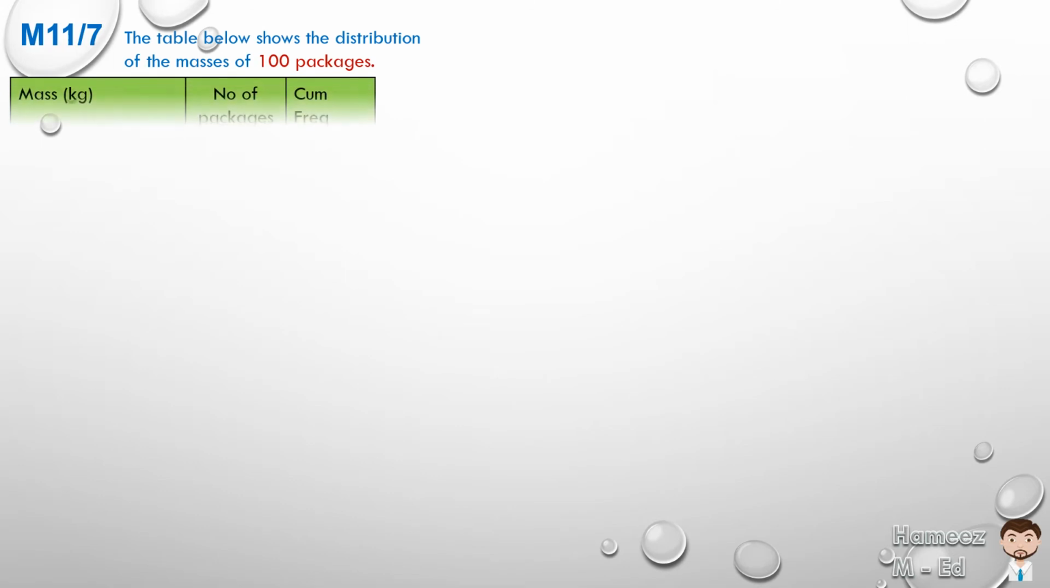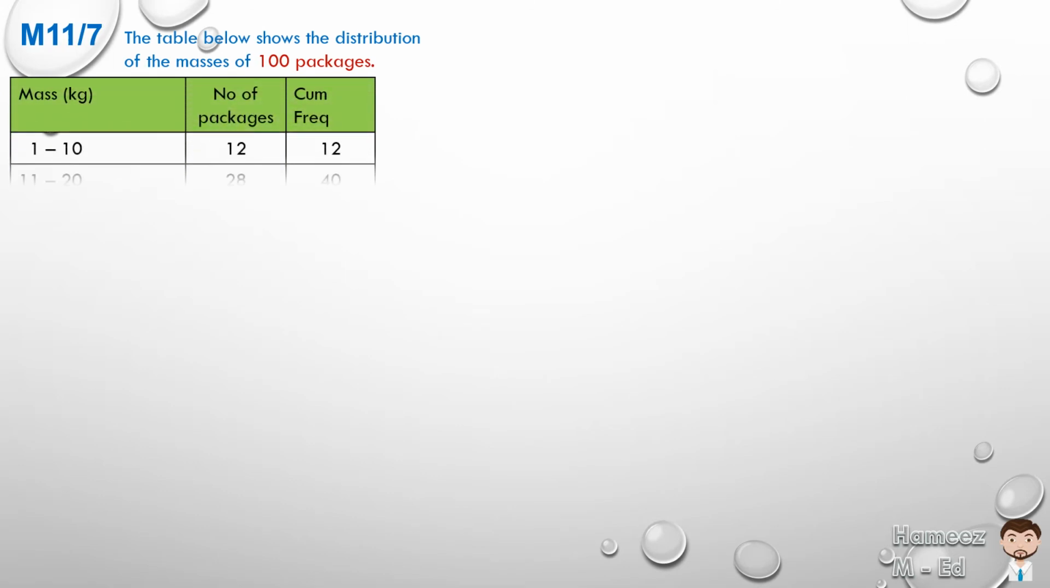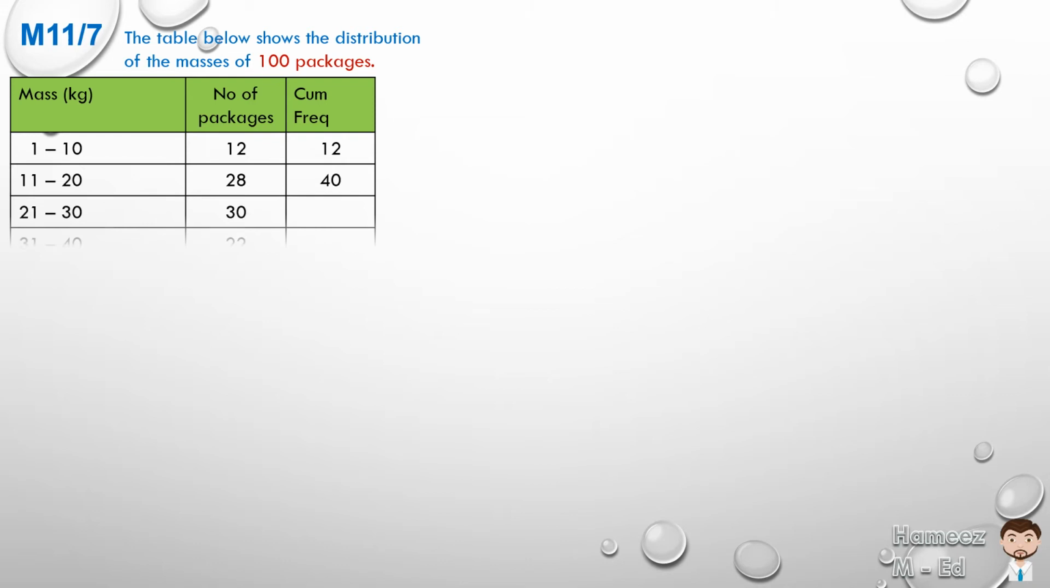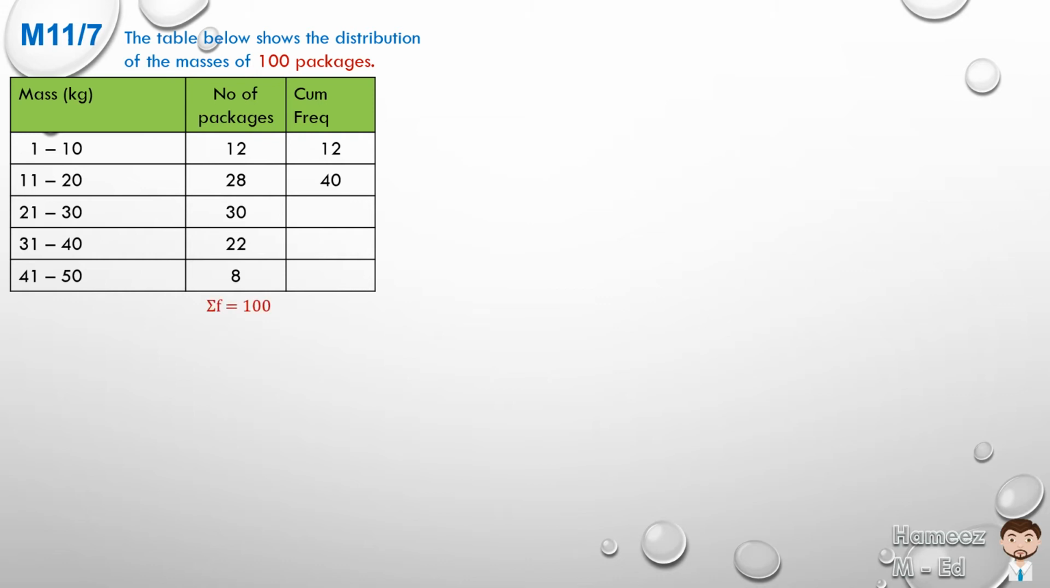In May 2011, number 7, the question states, the table below shows the distribution of the masses of 100 packages. As such, if we look at our table, where it's given mass, you can see it's given in groups, right? So the group data, the class intervals are 1 to 10, 11 to 20, and so on. So they keep increasing by 10. And the number of packages are 12, 28, and so on, and if we total the number of packages, sigma f, that will give us 100, because the question as above stated 100 packages.